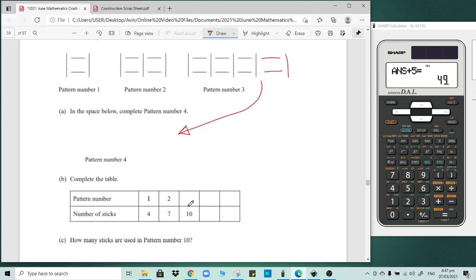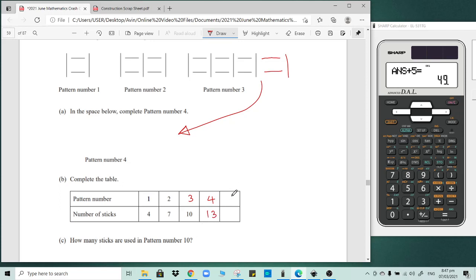For part B, they want you to complete the table. Now the number of sticks in the first pattern is 4. Look, they have it here. In the first pattern, they have 4. In the second pattern, they have 7: 1, 2, 3, 4, 5, 6, 7. In the third pattern, they have 10: 1, 2, 3, 4, 5, 6, 7, 8, 9, 10. And in the 4th pattern, we can count it up here: 1, 2, 3, 4, 5, 6, 7, 8, 9, 10, 11, 12, 13.